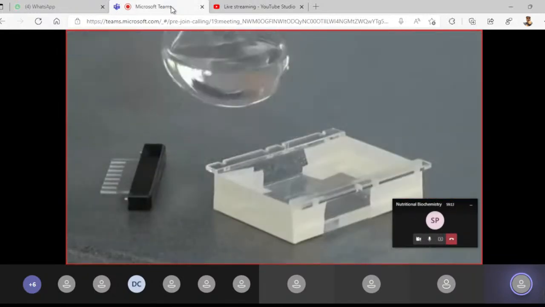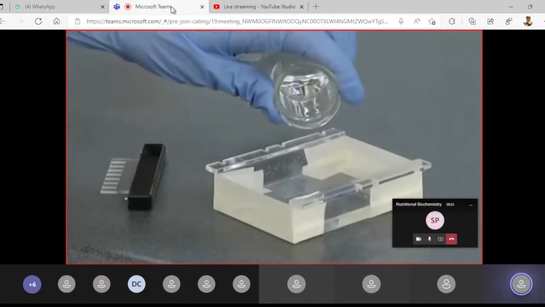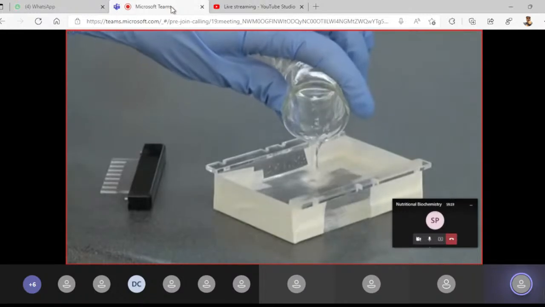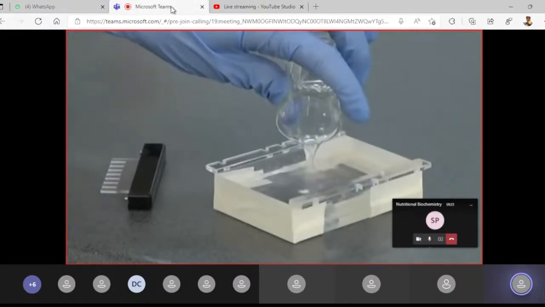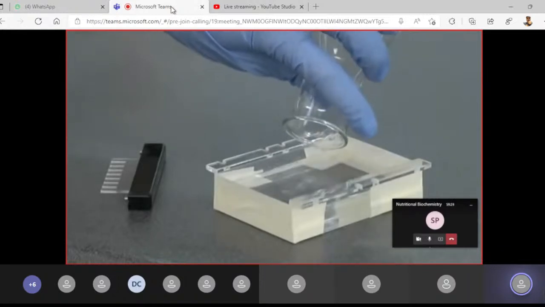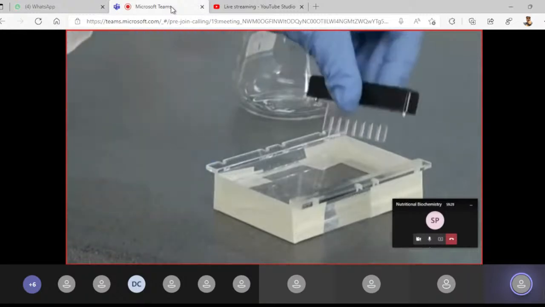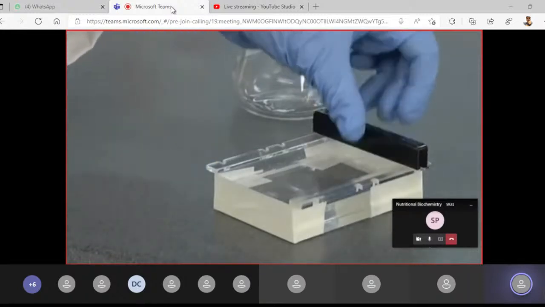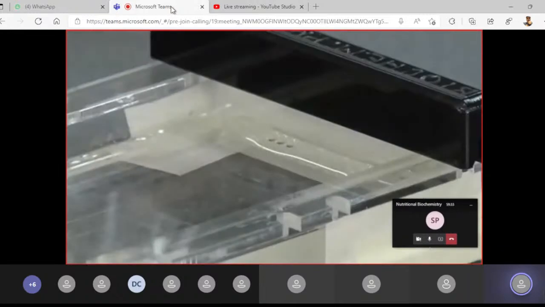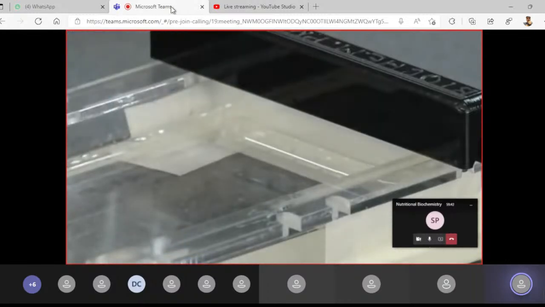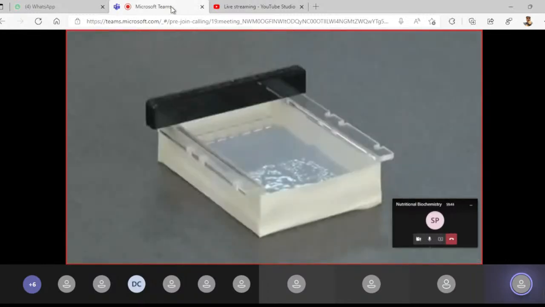Pour the agarose into the casting tray and insert the comb. Inspect the gel for air bubbles, particularly around the comb. These can be either popped with a clean, dry pipette tip or moved to the ends of the gel. Allow 30 to 40 minutes for the gel to set. It should appear slightly opaque once it's set.